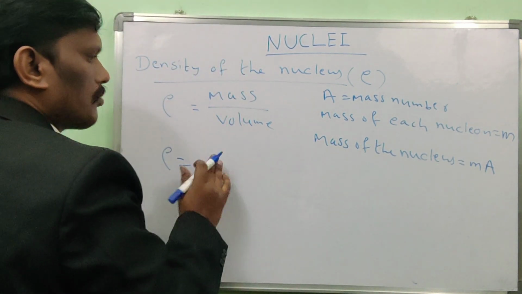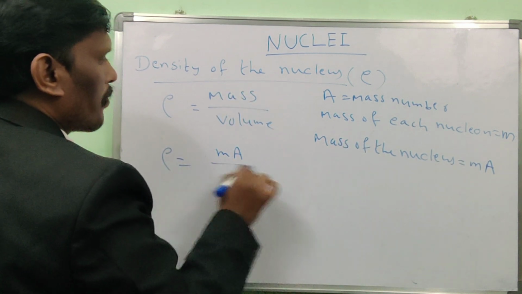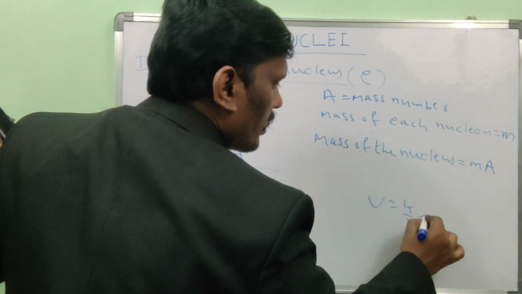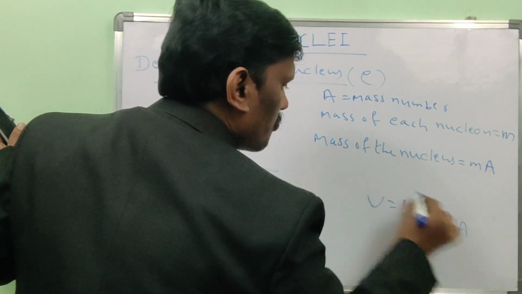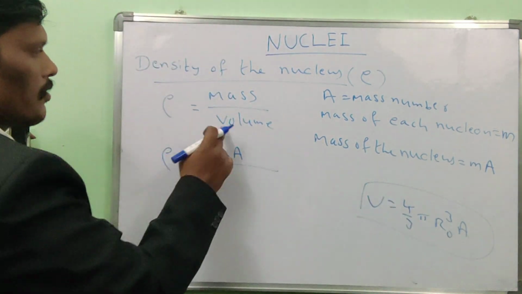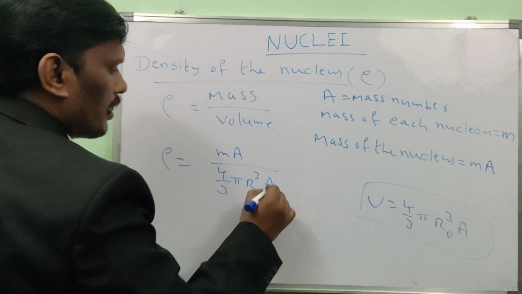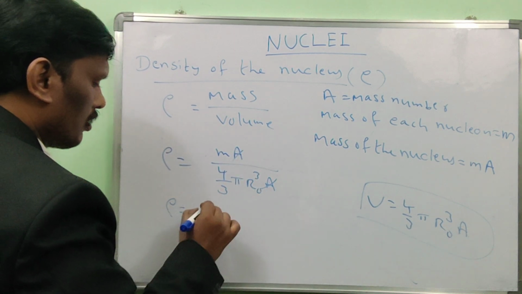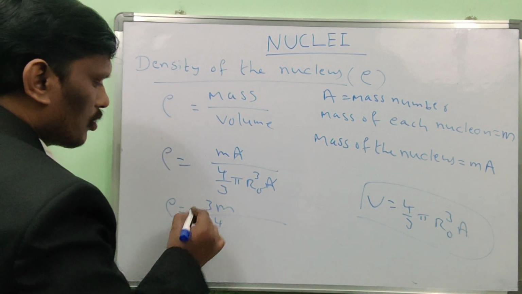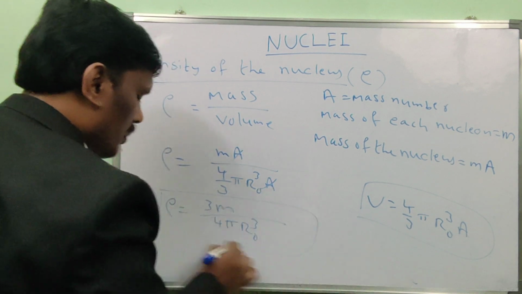Then rho is equal to what? Mass of the nucleus, that is M into A, over the volume of the nucleus. Already we proved, no? The volume of the nucleus is 4 by 3 pi R naught cube into A. We derived that previously. A cancels. Then rho is equal to M upon 4, and this 3 goes to the numerator. So 3M over 4 pi R naught cube. This is the density of the nucleus.